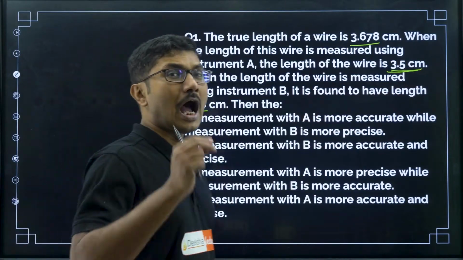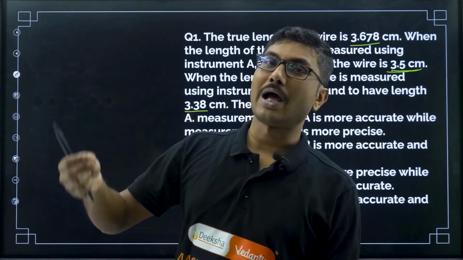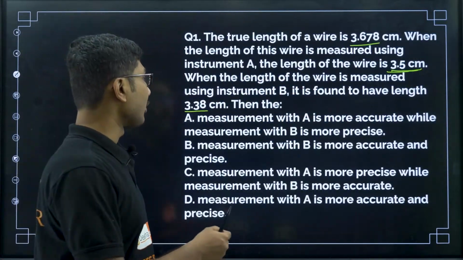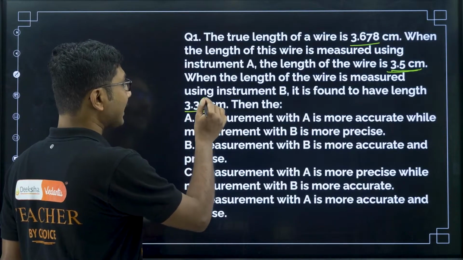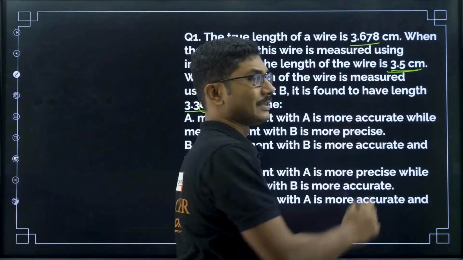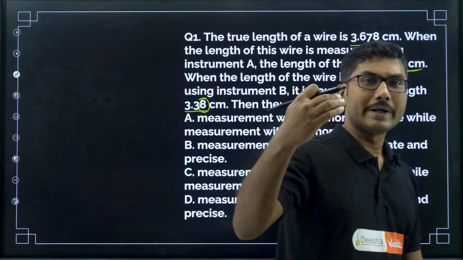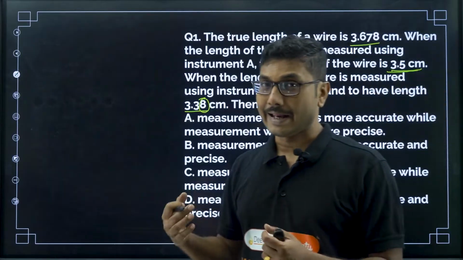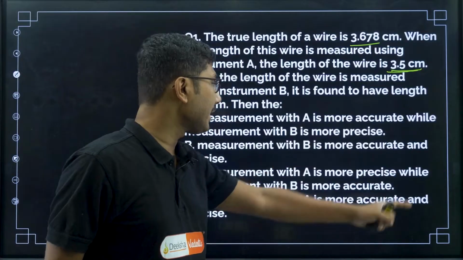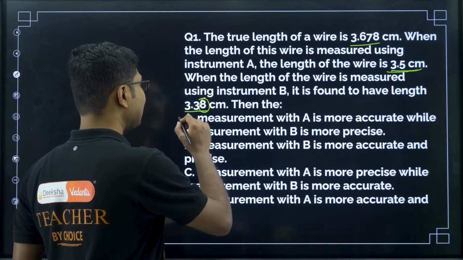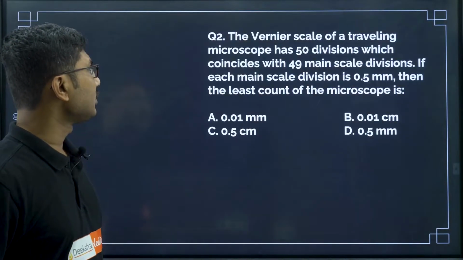And precision means how many decimal places you have after measuring the value. For example, here we have 3.38. So it has one extra digit compared to this, right? So this is more precise because it can measure more decimals compared to A. So B is more precise. A is accurate while B is more precise. So the correct answer is option A. So be careful if this question comes in your exam.